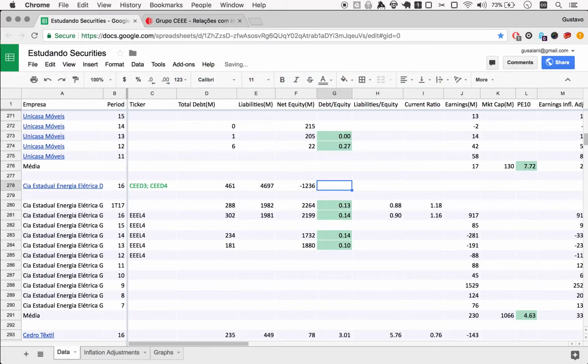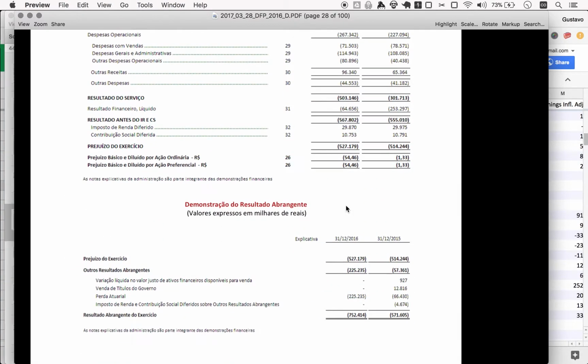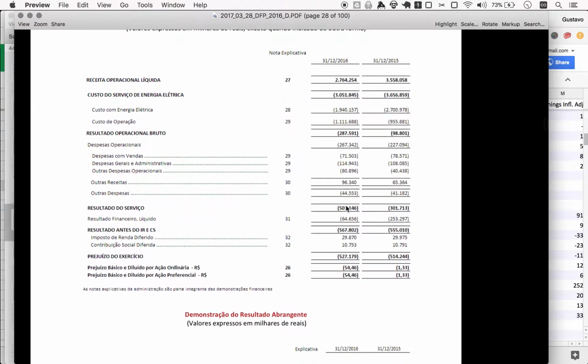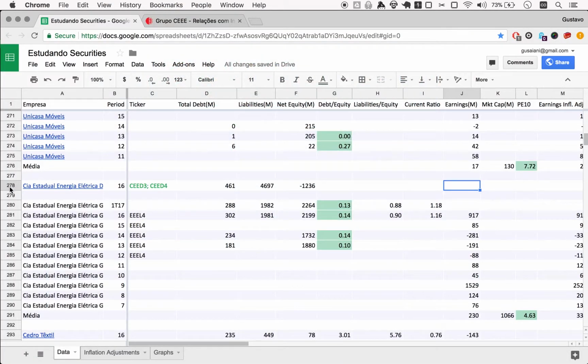So the ratios here will be negative. I'm not going to do the ratios here. Even though they do matter, of course, if it's negative, but it's not a whole lot, the net equity is better than a terribly negative number, no question about that. Let me just write down their probable loss. Let's see. Yep, 527 and then 514 for 2015.